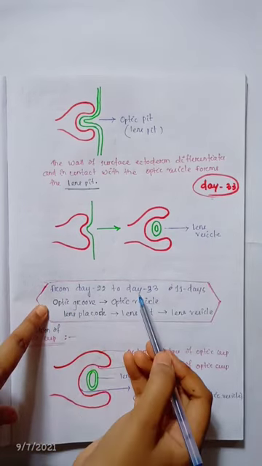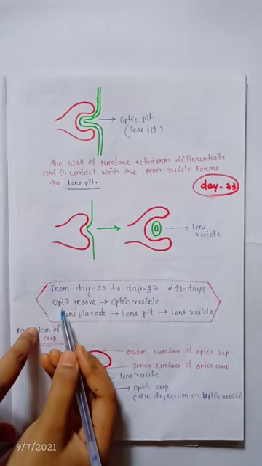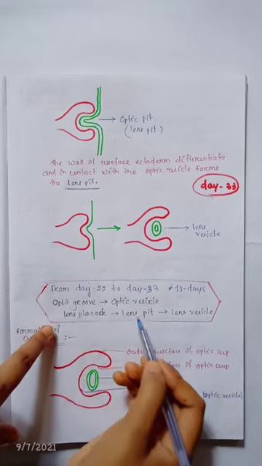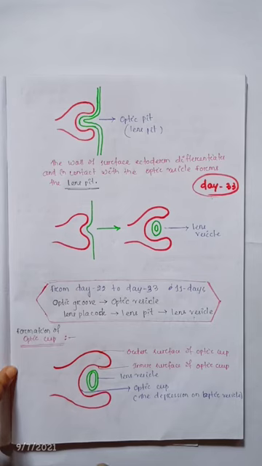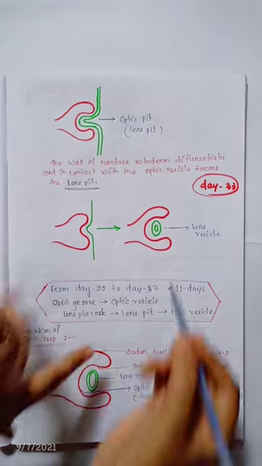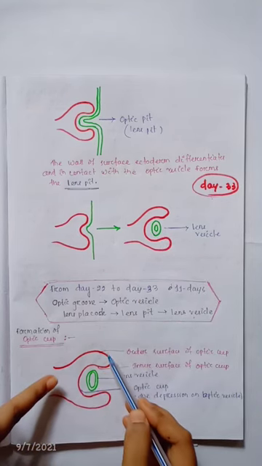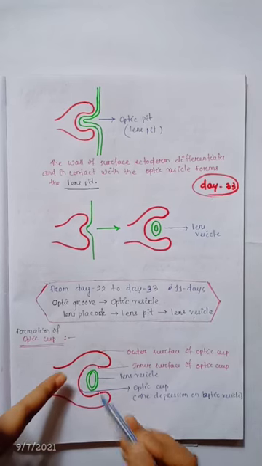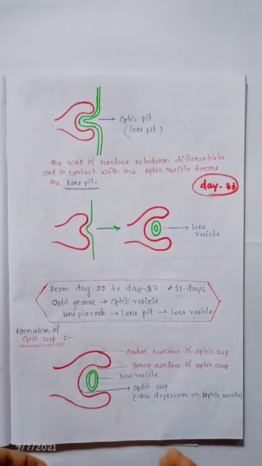From day 22 to day 33, in the 11 days duration, there will be the formation of the optic vesicle from the optic groove, and the lens placode will form the lens pit, and that will form the lens vesicle. Then comes formation of the optic cup. This is the lens vesicle and this is the optic cup. In the optic cup, this is the outer surface and this is the inner surface. This is the lens vesicle and this is the optic cup. The optic cup is formed from the optic vesicle.